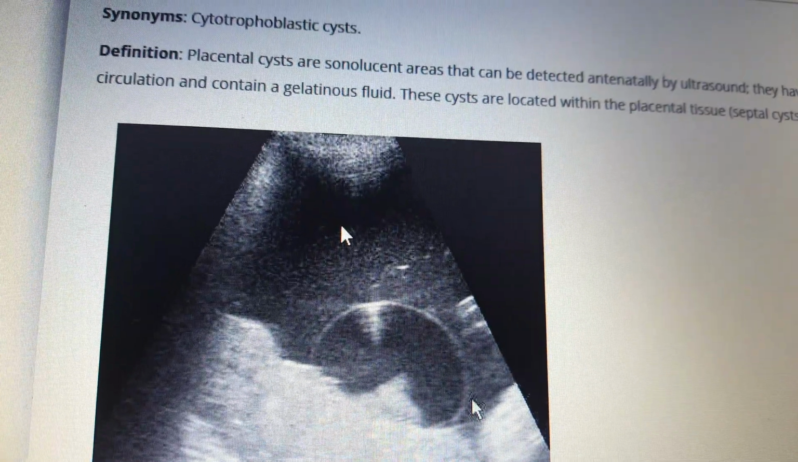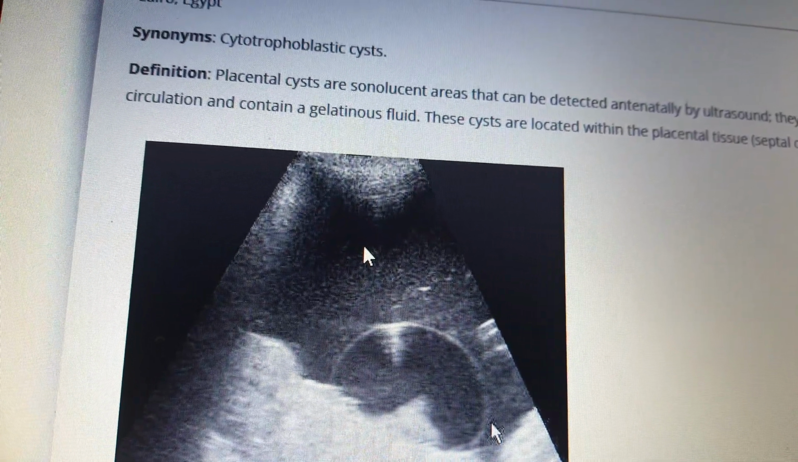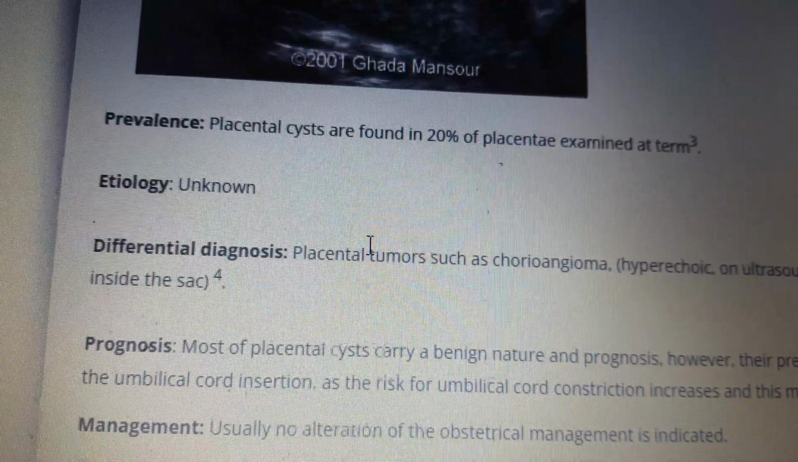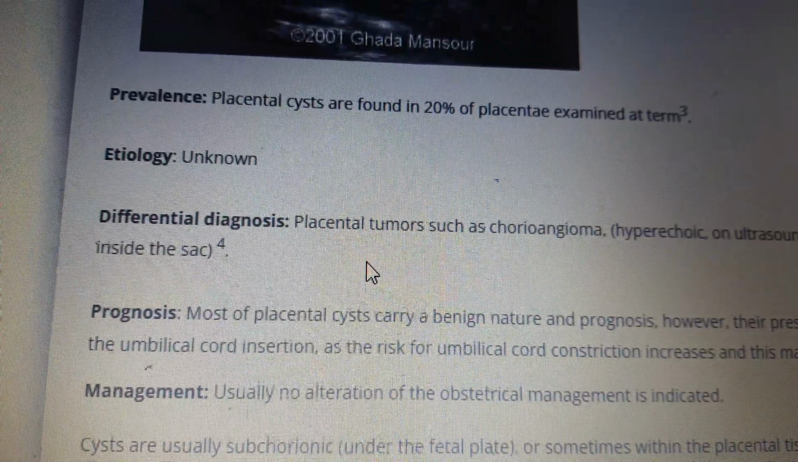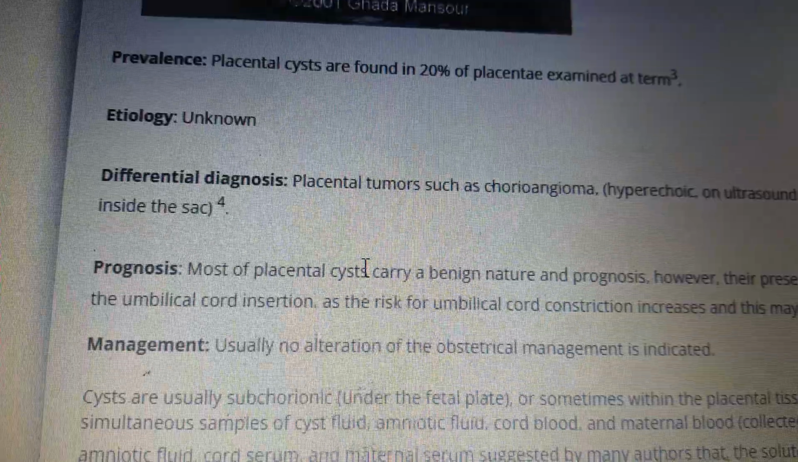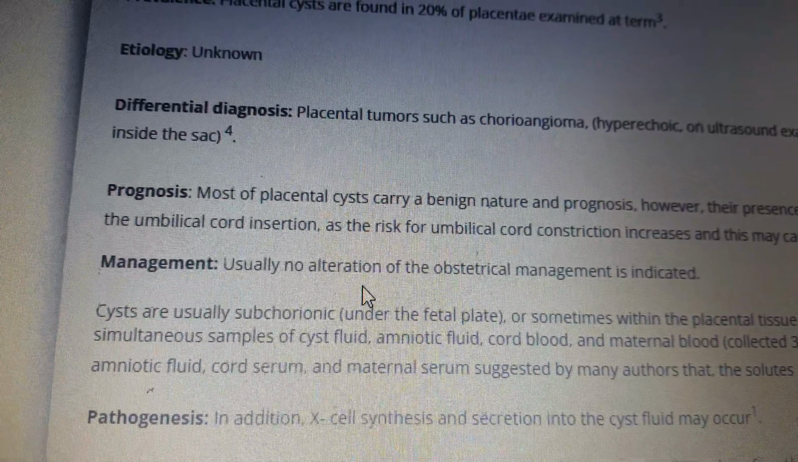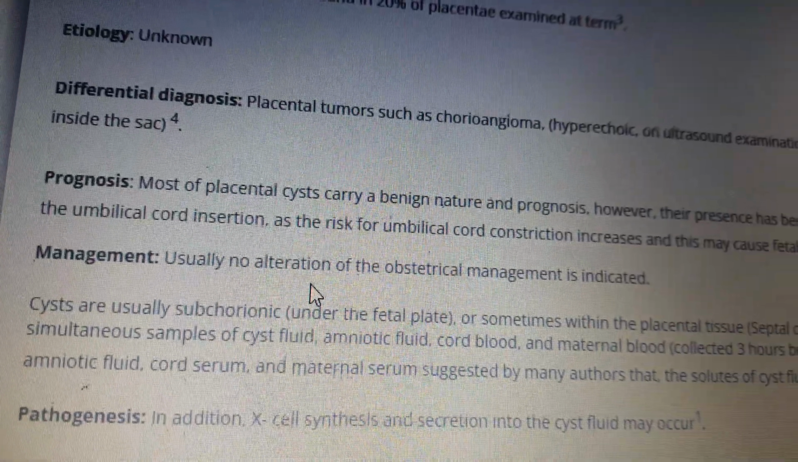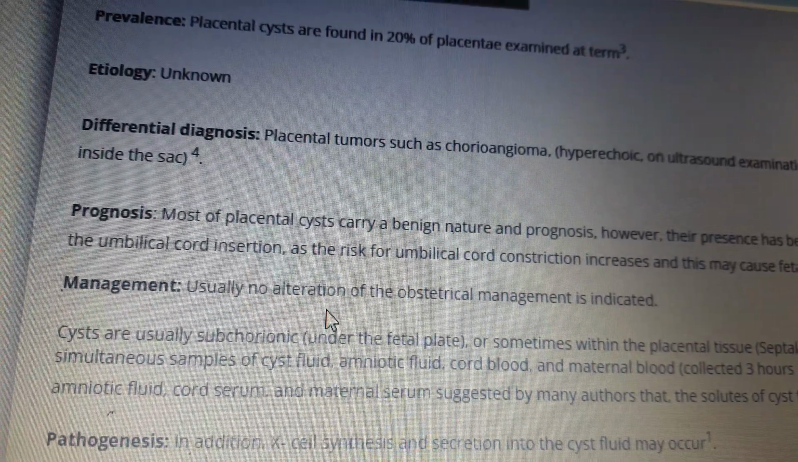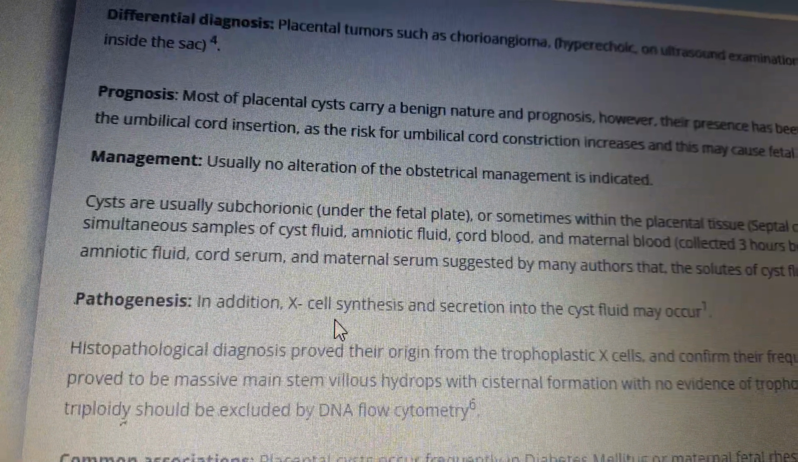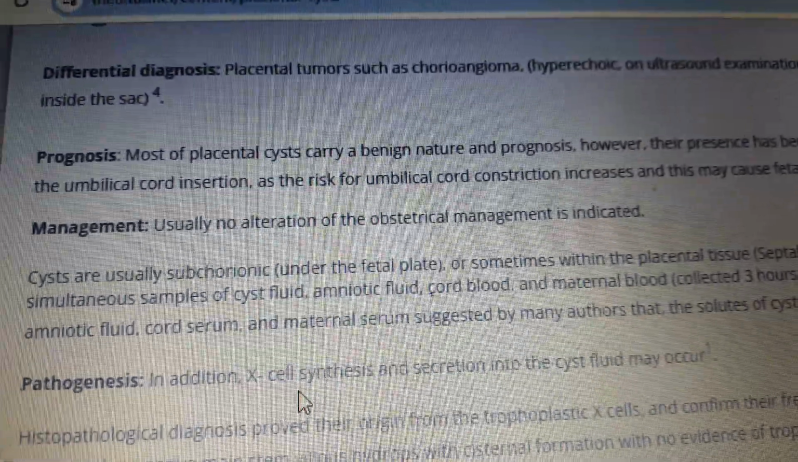These cysts are located within the placental tissue, septal cysts, or under the fetal plate, subchorionic cysts, as you can see in this picture. About the prevalence, placental cysts are found in 20% of placentae examined at term. The etiology actually is unknown, and the differential diagnosis, placental tumors such as chorioangioma. Of course, chorioangiomas are hyperechoic on ultrasound examination, and rarely early vanishing twin. There would be an embryo, of course, inside the sac if it was a sac of an early vanishing twin.